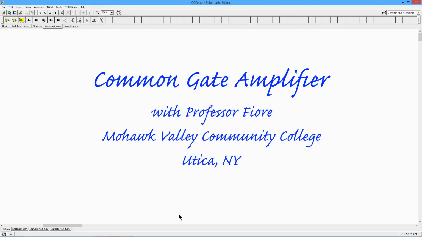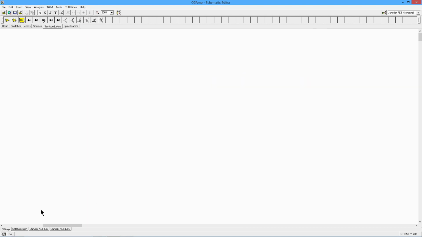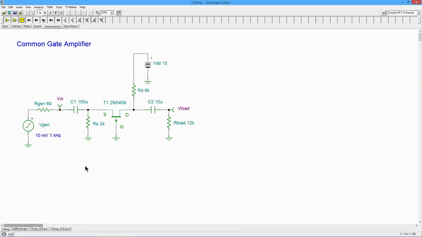Today we are going to talk about the JFET common gate amplifier. Now, if you haven't looked at the accompanying similar common base amplifier video, it's a good one to look at at the same time. These two amplifiers share a lot in terms of performance parameters. They are both voltage amplifiers that are non-inverting.